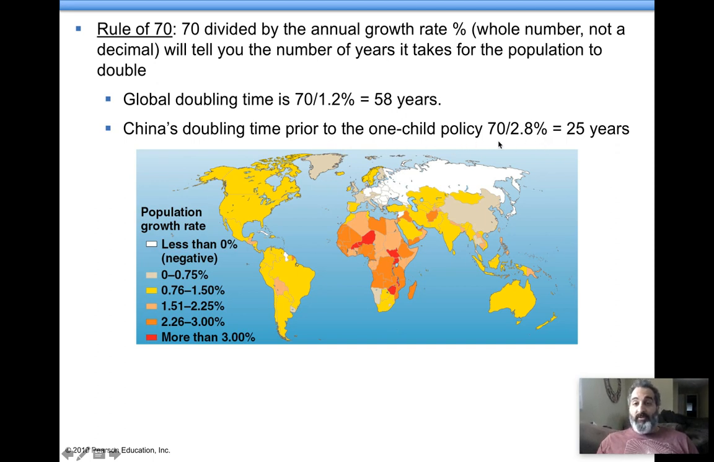China's doubling time prior to the one-child policy, they were having a lot of children. They had a growth rate of 2.8%. 70 divided by 2.8, they were doubling every 25 years.